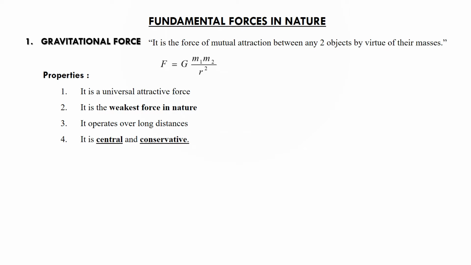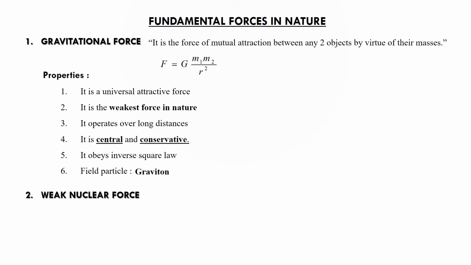It is central and conservative. Conservative means it is independent of the path, and central means the distances are measured from the center. It obeys the inverse square law. That means F is inversely proportional to r square. That's the concept of the inverse square law. The field particle is the graviton. Need not worry, a field particle is a subatomic particle which is the carrier of the force, and in this case it is the graviton.